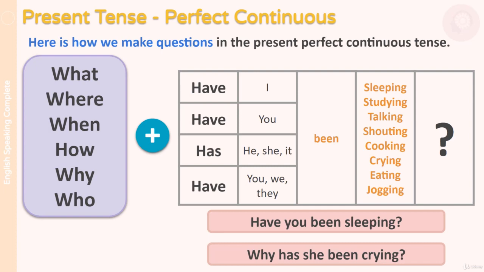Here's another example. Why has she been crying? So she cried before and she's still crying now. Why has she been crying? What happened? Just a couple of examples for you in regards to forming questions in the present perfect continuous. So this is our Mastering the Basics lesson over for now for present perfect continuous. And I think it's time that we have a look at a load more examples in the animated section of this lesson.